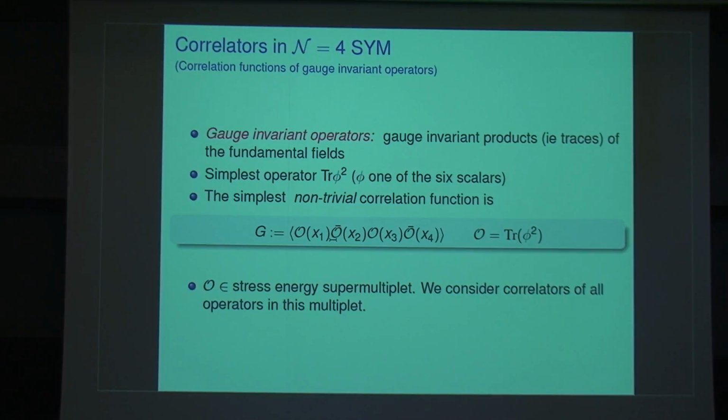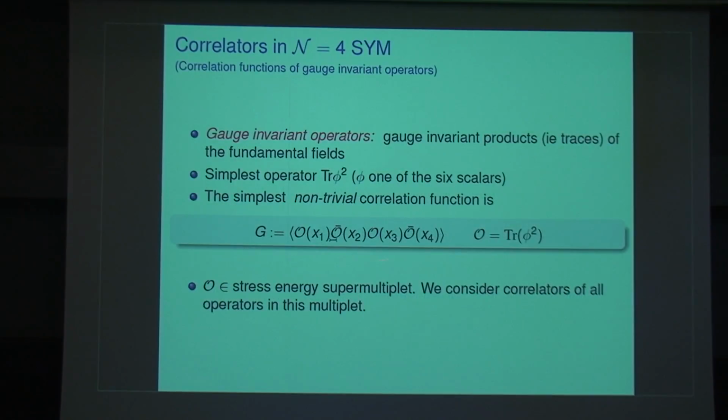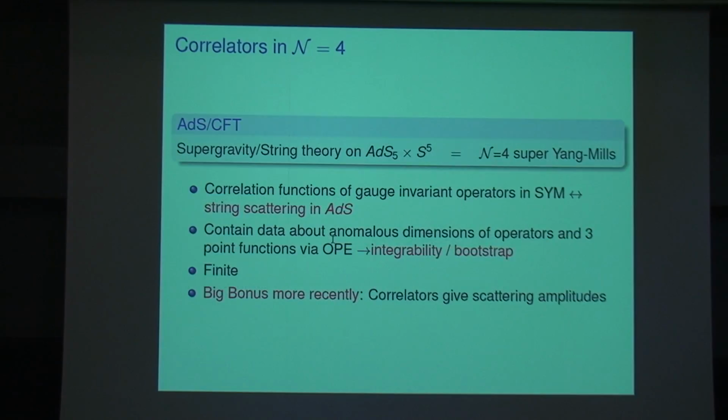It has lots of nice properties. It's related to supergravity by AdS/CFT, just on AdS5. It's protected: it doesn't have any anomalous dimension. It's a protected BPS quantity, and so on and so forth. For that reason, the 2- and 3-point functions of these operators are trivial, and the 4-point function is the first non-trivial object.